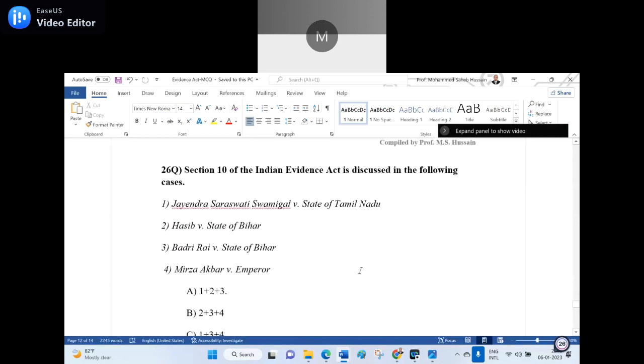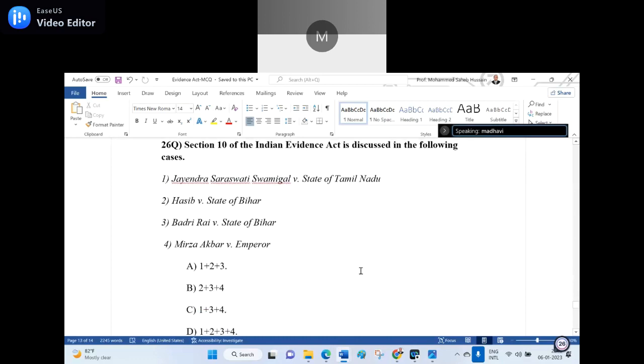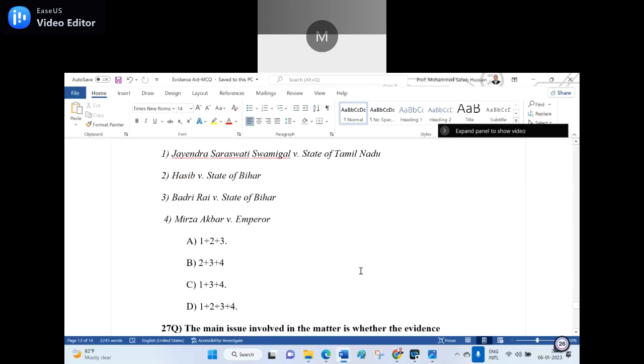Okay, 26th question. Section 10 of the Indian Evidence Act is discussed in the following cases. 1. Jayendra Saraswati Swamigal versus State of Tamil Nadu. 2. Hasib versus State of Bihar. 3. Badri Rai versus State of Bihar. 4. Mirza Akbar versus Emperor. Options are A. 1 plus 2 plus 3. B. 2 plus 3 plus 4. C. 1 plus 3 plus 4. D. 1 plus 2 plus 3 plus 4.